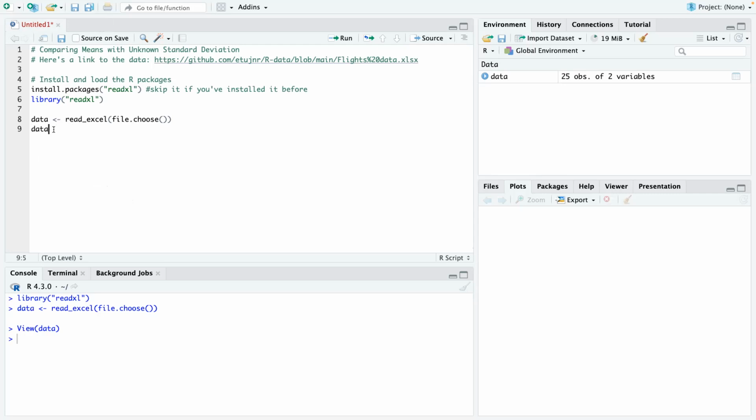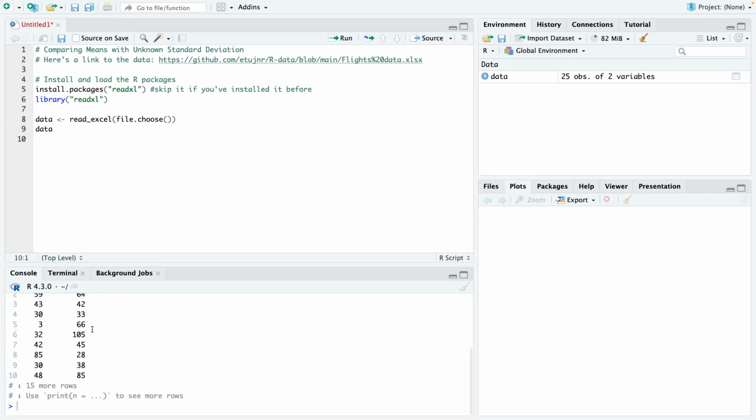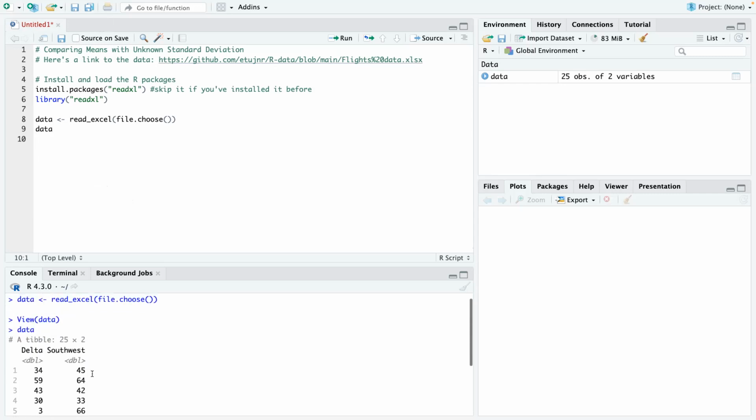And then you can run line number 9. It also gives you an output of the data here, so that you can see how it looks and everything. All right, so now that we have done that, I'm just going to load the data set.